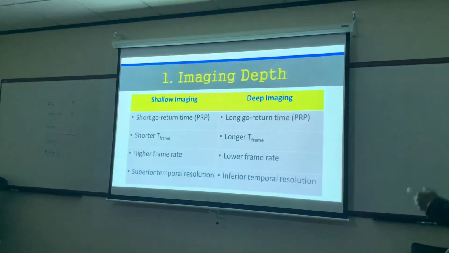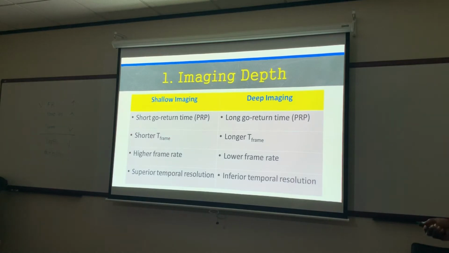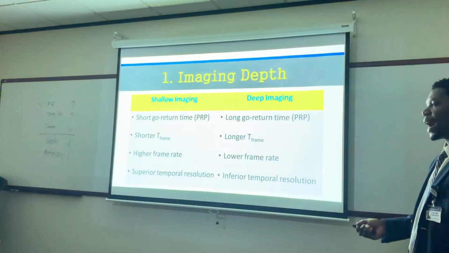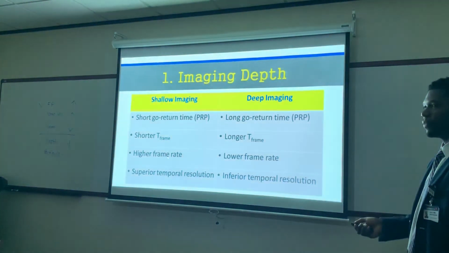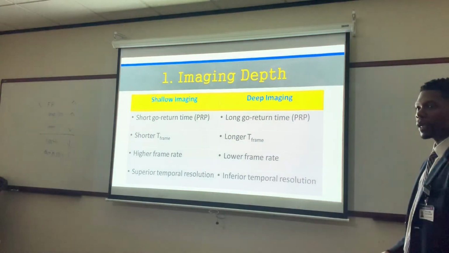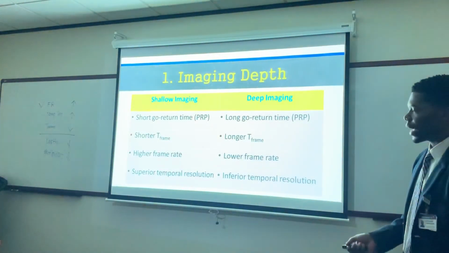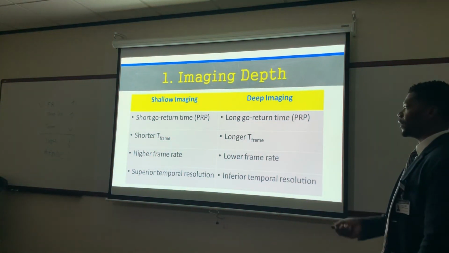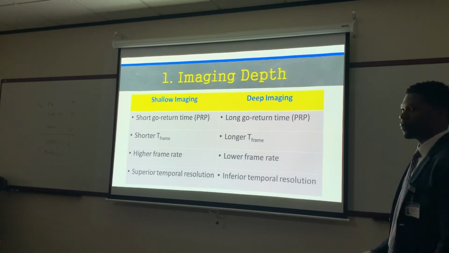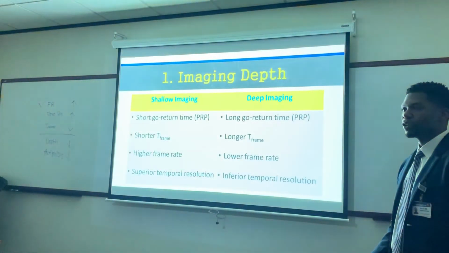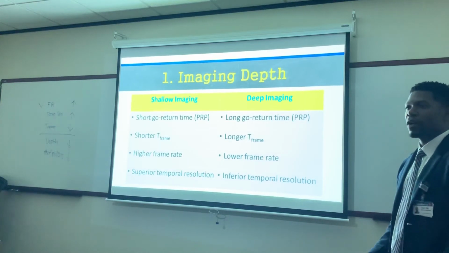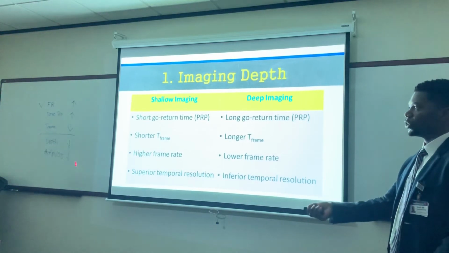We're also going to have a shorter T-frame, because it's going to take less time to create that one image. We're going to have a higher frame rate. T-frame and frame rate are inversely related. I may even have a table where it says which one of these does not belong: short T-frame, high frame rate, inferior temporal resolution. You'll know the one that doesn't belong is inferior temporal resolution. So just know how everything is related to each other.